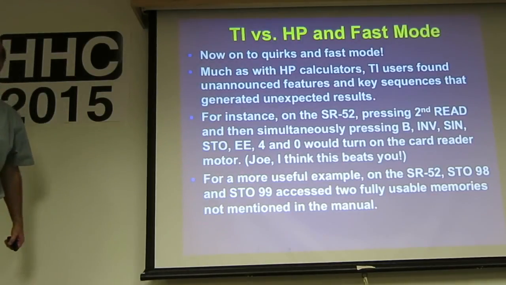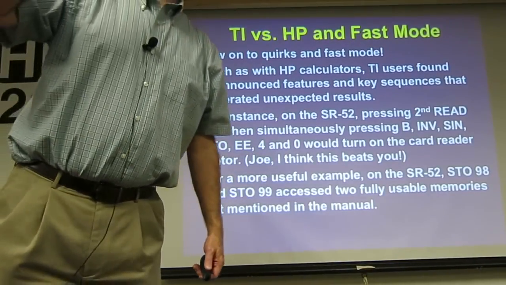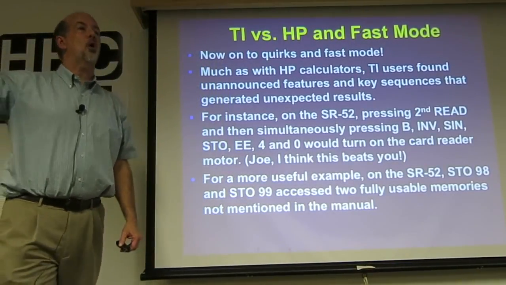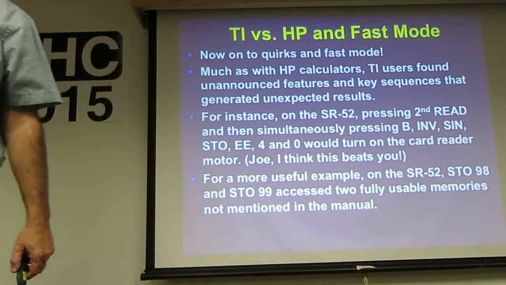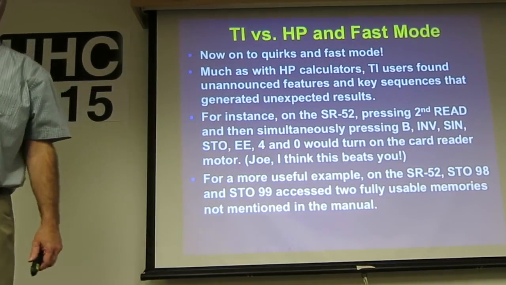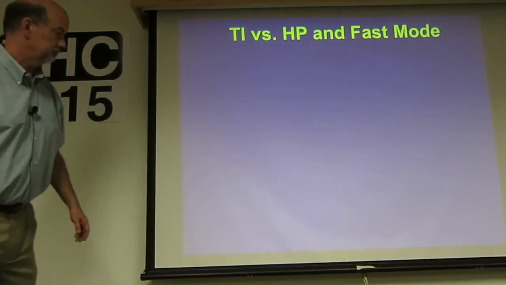There were memories where you could hit store and put a value into program memory. So it's an early version of bug 2. Store 72 would store whatever the displayed value into program memory and make modifications to it. But these two are very useful, so it's always good to know about those.